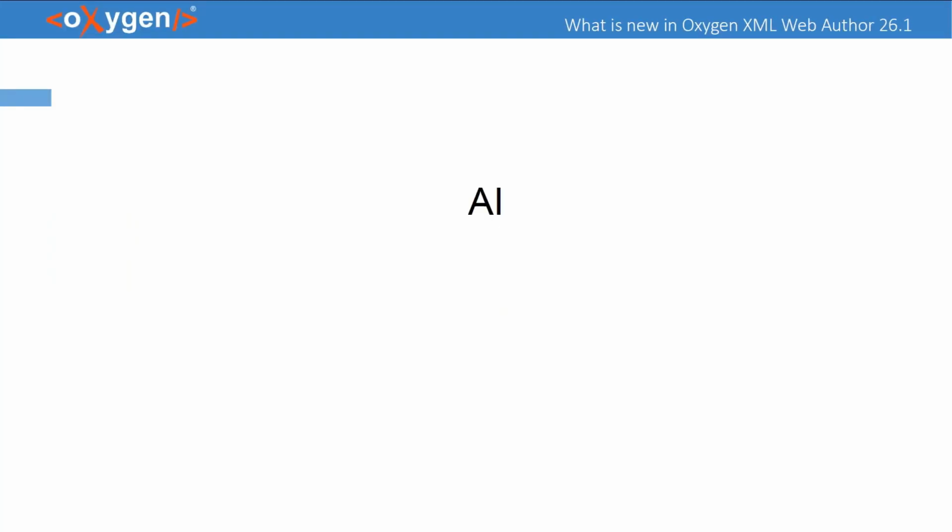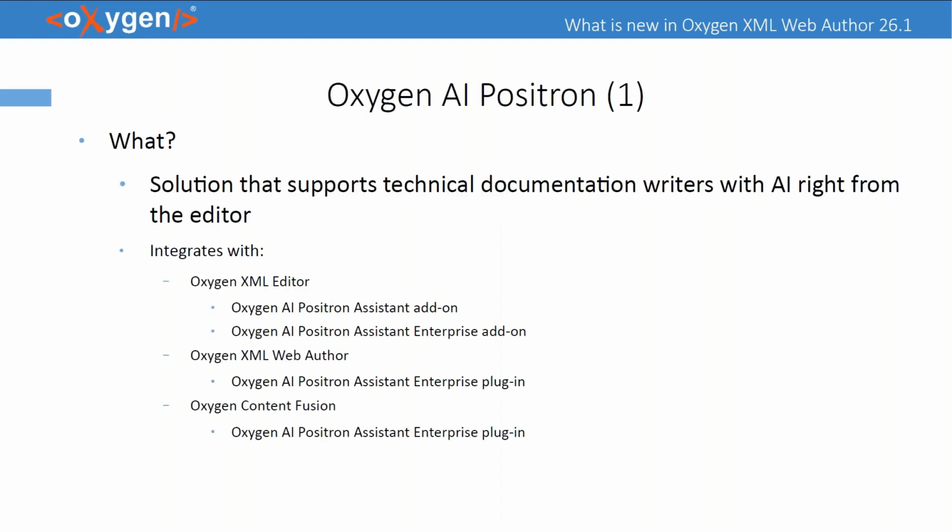Let's move on to the next section of the presentation. Now let's talk about AI. Oxygen Positron is a solution that supports technical documentation writers with AI right from the editor. You can use it together with Oxygen XML Editor, Oxygen XML Web Author, and Oxygen Content Fusion.